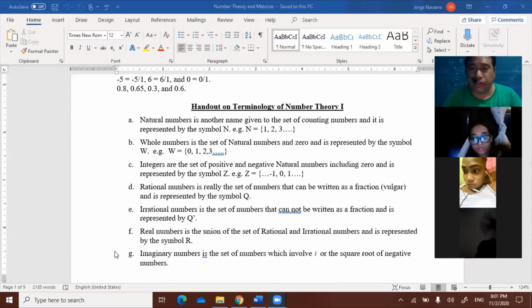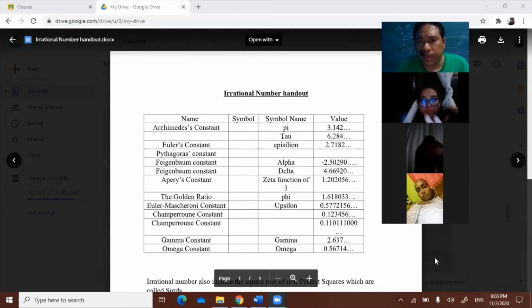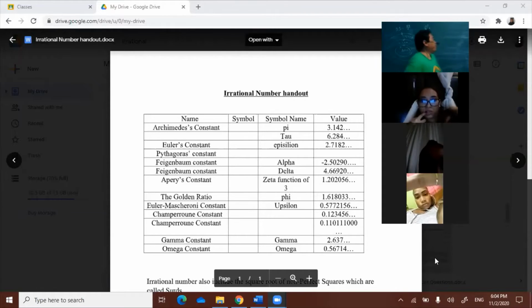I will give you some examples of irrational numbers. So these are a set of irrational numbers, okay? There is Archimedes constant, the first constant, which is pi, okay? We have the next Archimedes constant, which is known as tau, all right? We have Euclid's constant, which is epsilon, okay? So we have pi, we have tau, we have Euler's constant, which is epsilon.